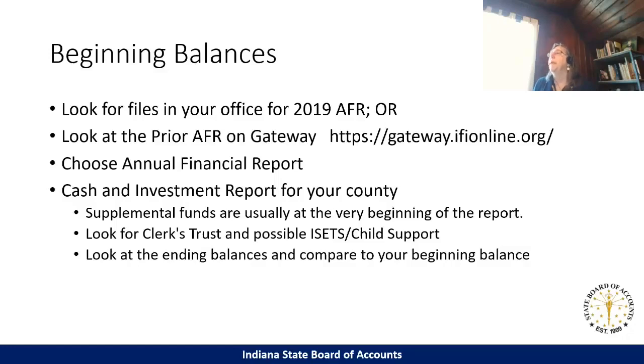So if you go in and choose the annual financial report, it'll bring up a whole series of different outputs you can look at. Choose the cash and investment report, and then your county. Then when that pulls up, you're going to look for the clerk's trust fund and possibly the ISETS support, child support fund, depending on how it was reported last year, and find those ending balances, and then compare them to the beginning balances in your ledger.